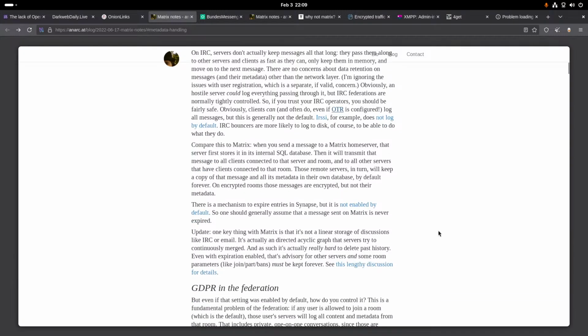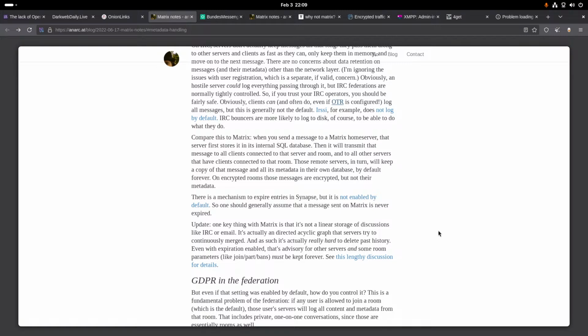Compared to this, with Matrix, when you send a message to the Matrix homeserver, the server first stores it in an internal SQL database, and then it will transmit that message to all the clients connected to that server room, and all the other servers that have clients connected to that room. Those remote servers, in turn, will keep a copy of that message and all its metadata in their own database, by default forever. On encrypted rooms, those messages are encrypted, but not their metadata.